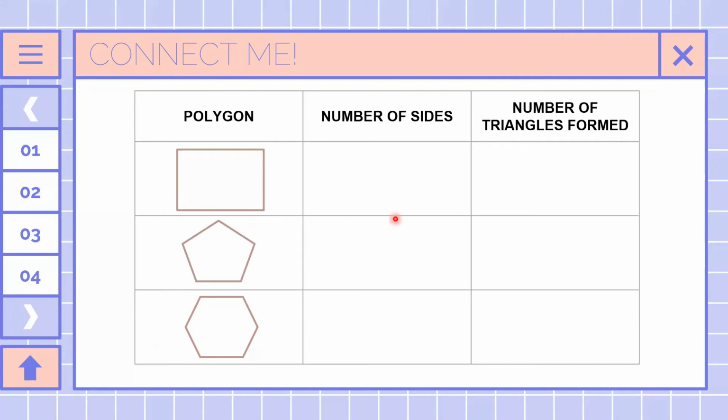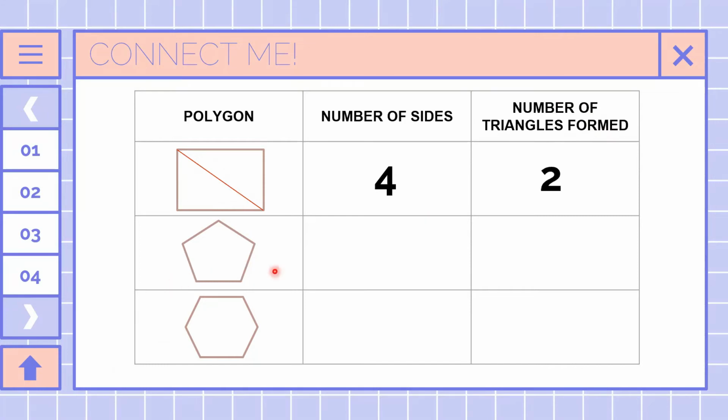4 po, ma'am. Very good. We have 4. Now, our task is to find the number of triangles formed inside our polygon. So, when we draw a diagonal, how many triangles are formed in our polygon, the square? 2 po, ma'am. 2. Okay, very good.